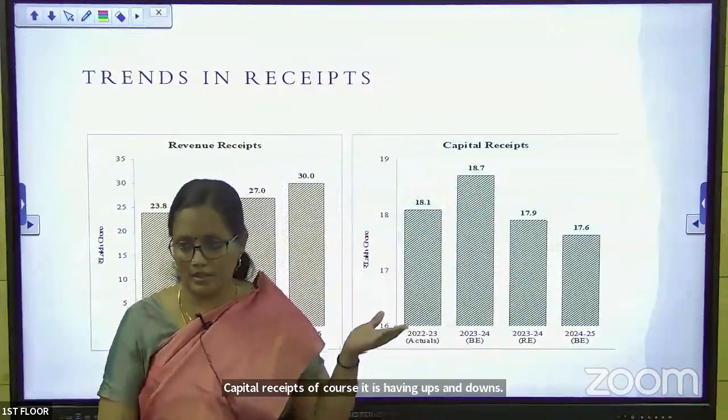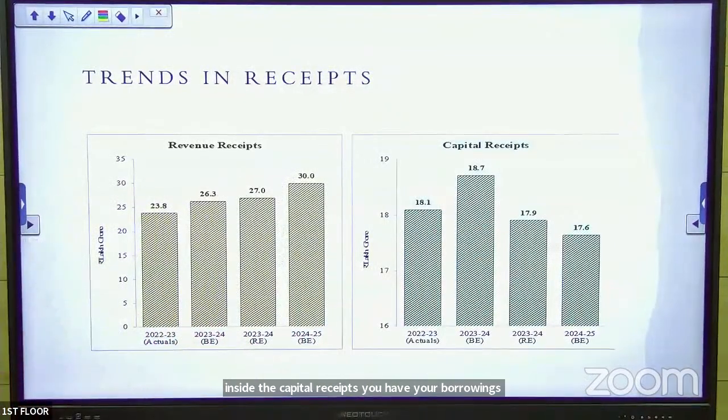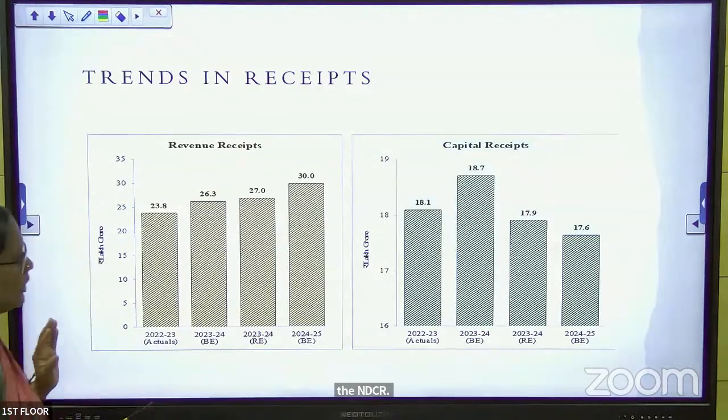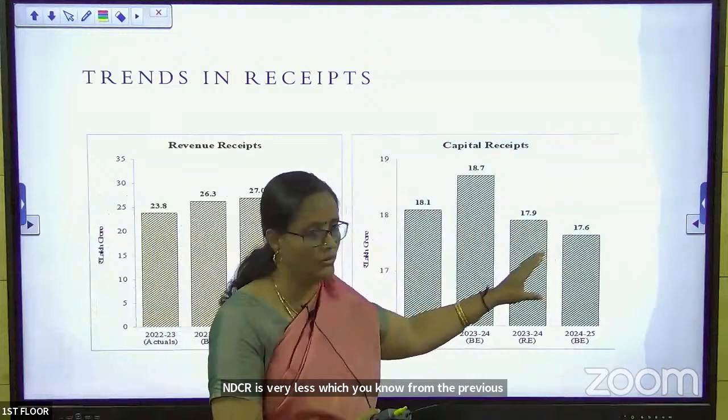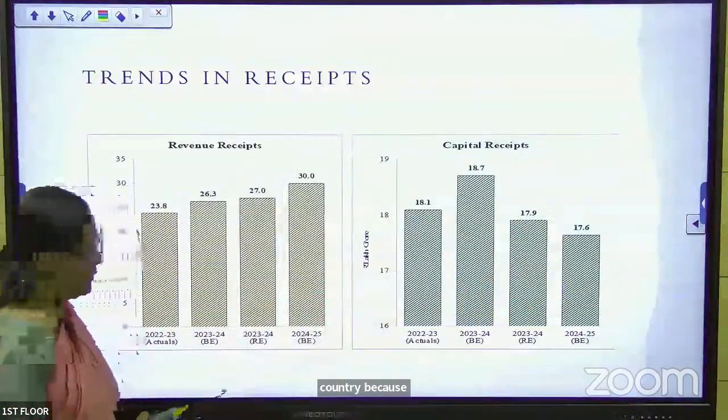Mainly because inside the capital receipts, you have your borrowings and the NDCR. NDCR is very less, which you know from the previous diagram also. But one good thing we can see is if the borrowings are coming down, it's good for the country because later you don't have to pay much on the interest payments.